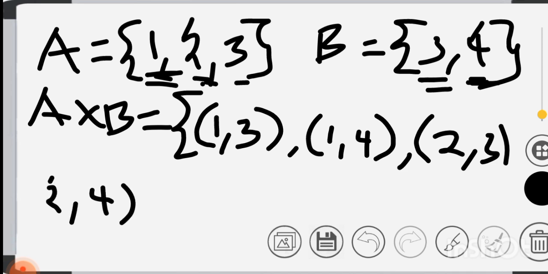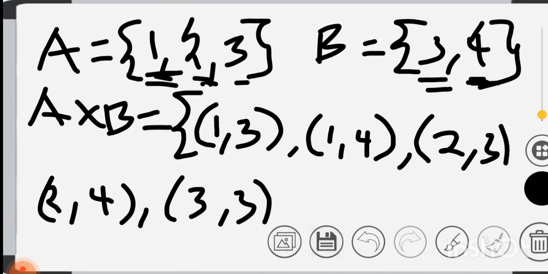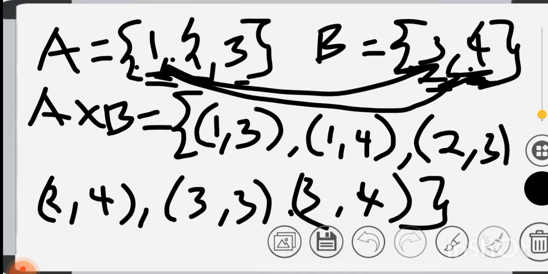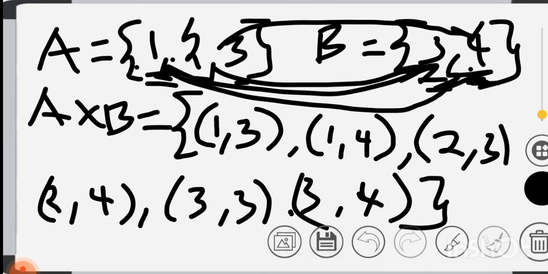Then 3 and 3, (3, 3), then 3 and 4, (3, 4). So this is how you do the product of a set. You pick each element of the first set with each element of the second set. That is just how you do it. So that's how we do the product of a set. Now we can also ask you what is, let's say, A squared.